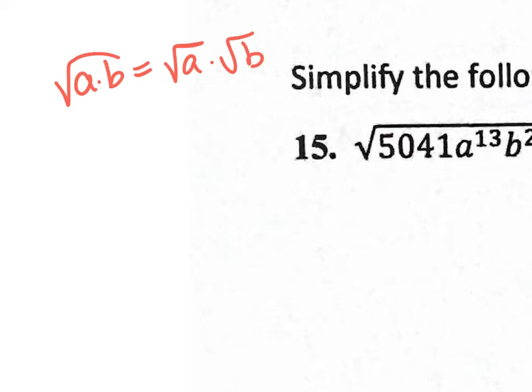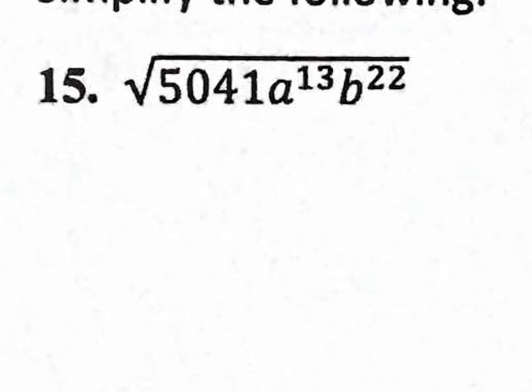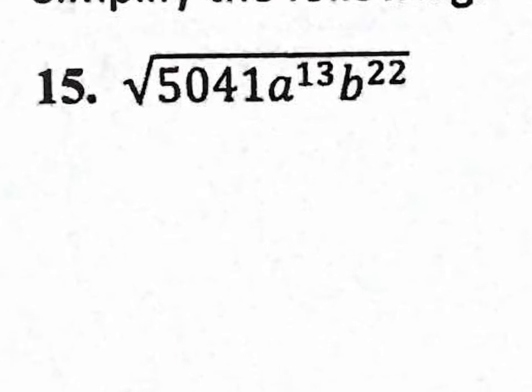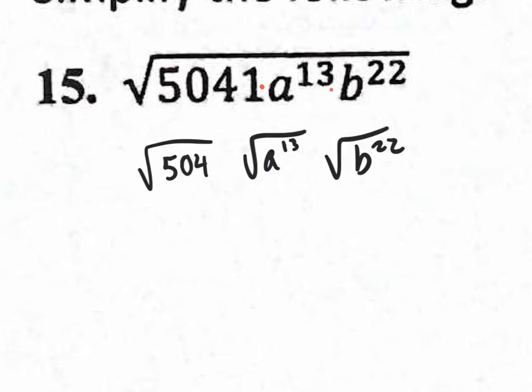So whenever we have some items that are being multiplied, like right here we have the 5,041 times a to the 13th times b to the 22nd, we could technically split that root to each one of those. I'm sorry, I forgot the 1 right there. 5,041. So the square root of 5,041 is 71. Perfect, thank you. So 71, no more square root. The square root is the nice number 71.